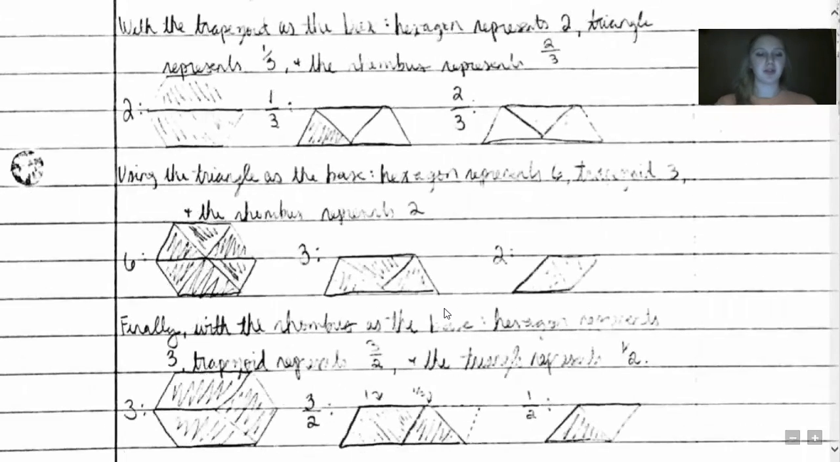Using the triangle as the base, the hexagon represents 6 whole triangles. The trapezoid represents 3 whole triangles, and the rhombus represents 2 whole triangles.